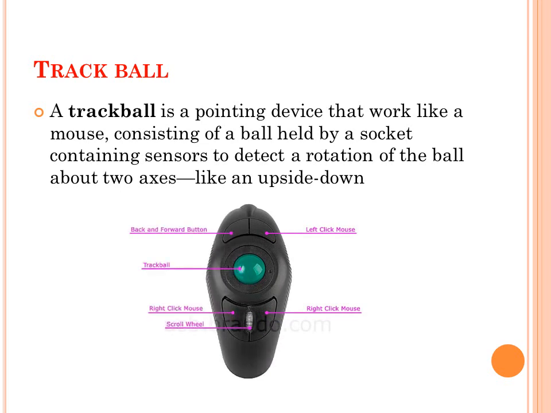This is a picture of a trackball. You are seeing the trackball in it. It is in the center. Left click, just like a mouse, back and forward button. This is somewhat different as compared to the mouse. Right click, and here is the button. Right click from this side and from this side. Sorry, this is left click. Scroll wheel is in the center, just like the mouse.